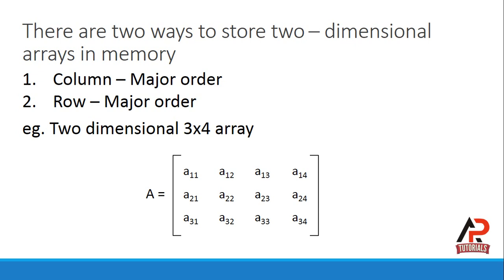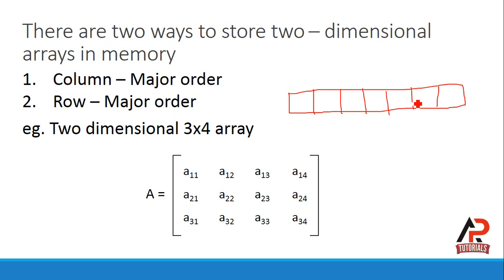Okay. Here, the memory is a linear form. So here, this is the memory. Here, the data will be stored in either column major order or row major order.